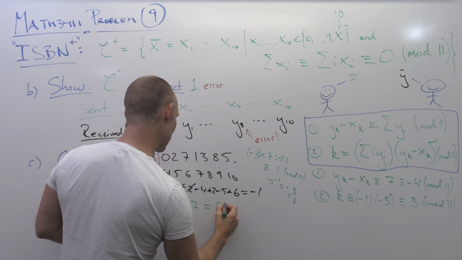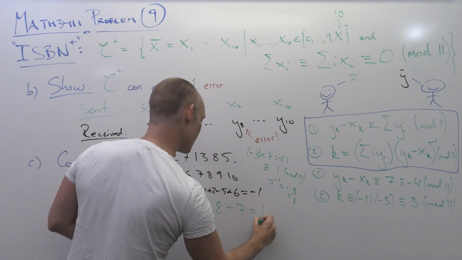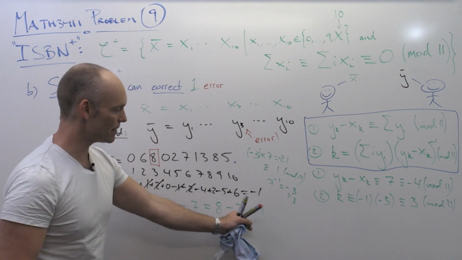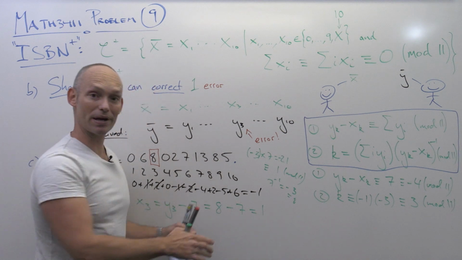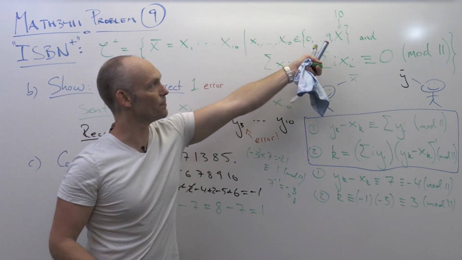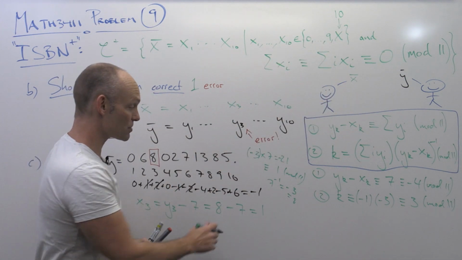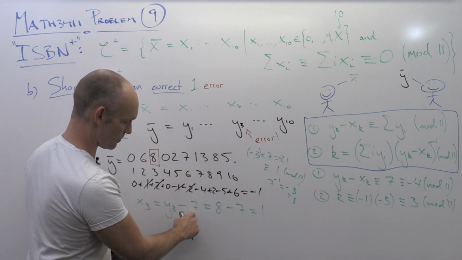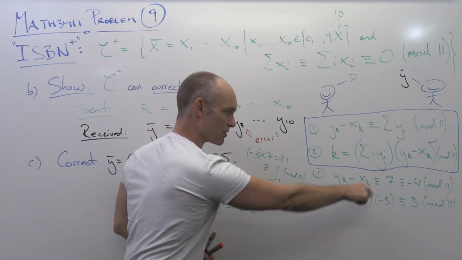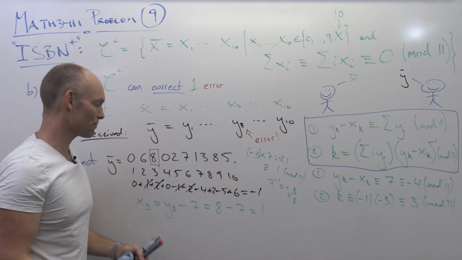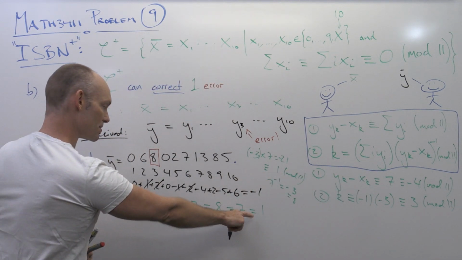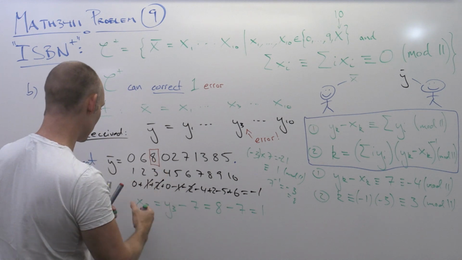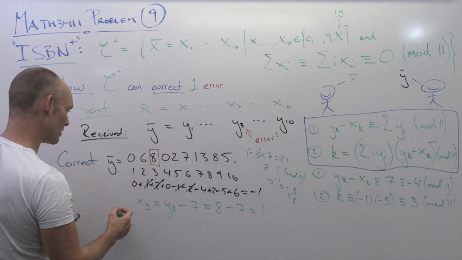So that's equal to 8 minus 7, which is 1. Yay! The corrected value here is indeed within the bounds from 0 to 10, so to speak. So that's the value that we want. Otherwise, we'd have to choose something else from 7. Could be the minus 4, for instance, and so on. So we've corrected this value here.